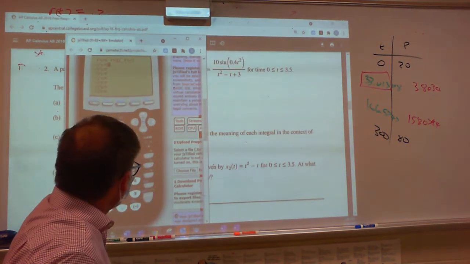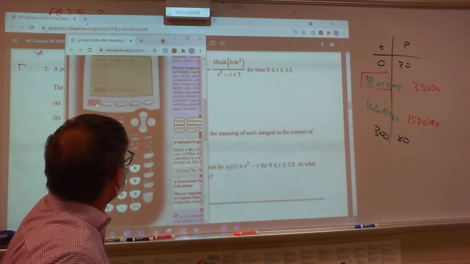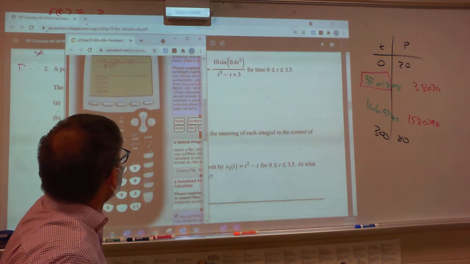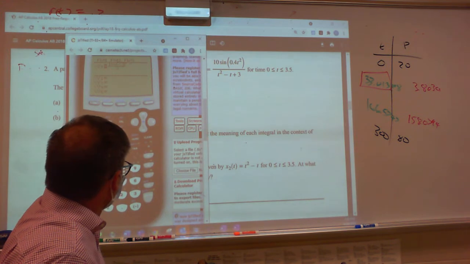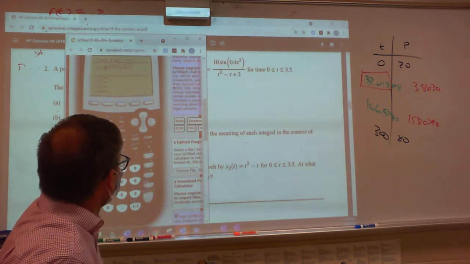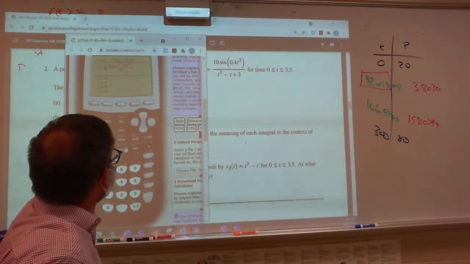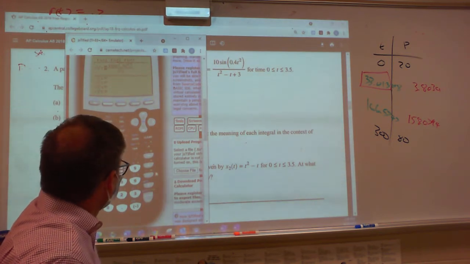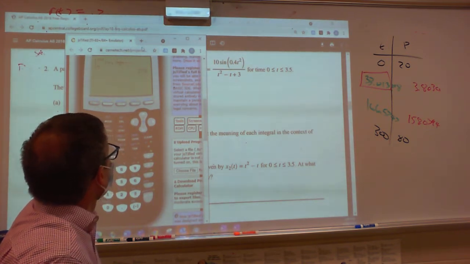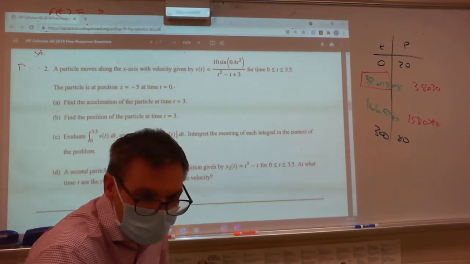So I'm going to type this in. That's going to give me, so alpha y equals, I like having a fraction, so I can keep track of what's on top and what's on the bottom. 10 sine 0.4x squared over x squared minus x plus 3.